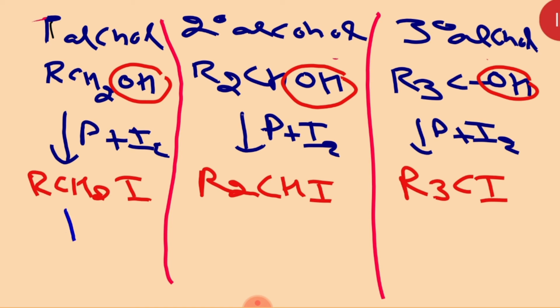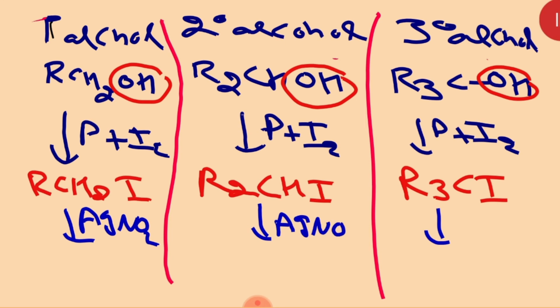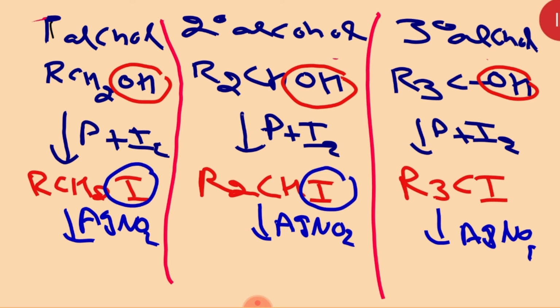We are going to give this reaction with the AgNO2. Here also AgNO2. Here also AgNO2. And what product will you get over there? You will remove the iodine from everywhere. And what will you get there?